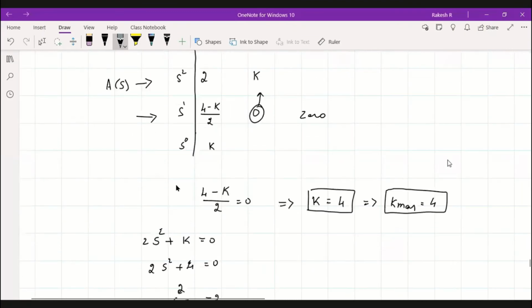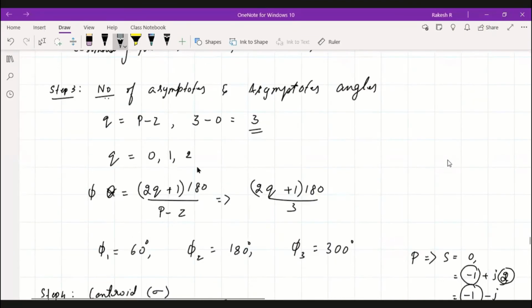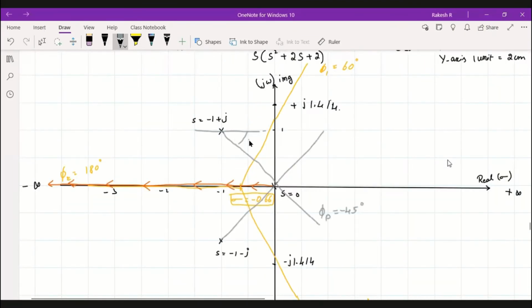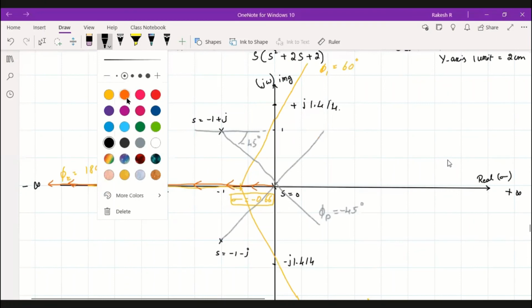So I have marked that one here for one pole. We have found out for this pole: 45 degree, minus 45 degree here. I have marked like this. Now, at the end, what we need to do is draw the root locus here. I'll draw in red.